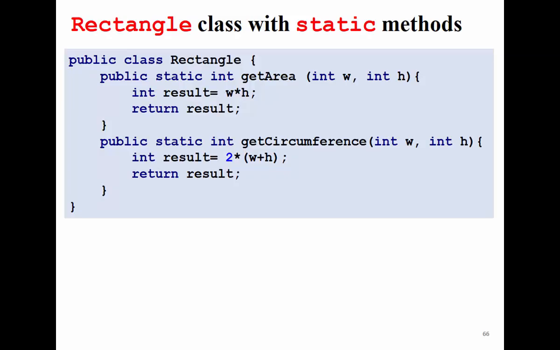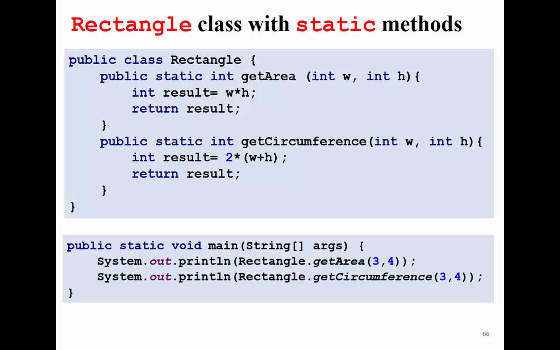This is an example of a rectangle class with static methods. So you can see this example from your textbook. You create a rectangle class and they have static methods. So whenever you have a static method, you can call this method using the name of the class. You don't need to create an object of rectangle to use get area. The same thing, to get the circumference of the rectangle, you don't need to create an object of rectangle. Why? Because the methods are declared as static. Public static int get circumference. And you return the value to the user.